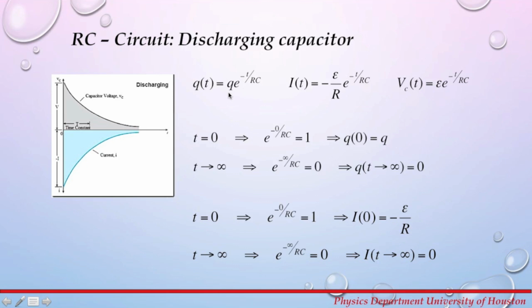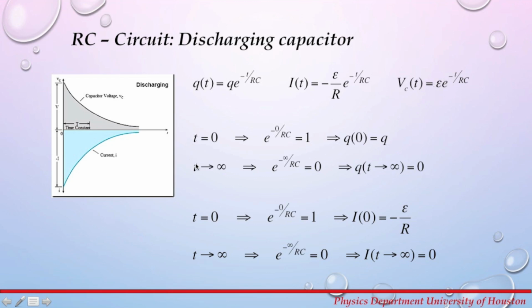For the discharging capacitor, the charge on the capacitor changes with time according to this equation: Q is equal to Q0 e to the negative t over RC. The current changes according to this equation: I is equal to negative epsilon over R e to the negative t over RC. And the potential difference across the capacitor during the discharging process will change with time as Vc is equal to epsilon e to the negative t over RC, where R is the resistance of the resistor and epsilon is the potential across the battery.